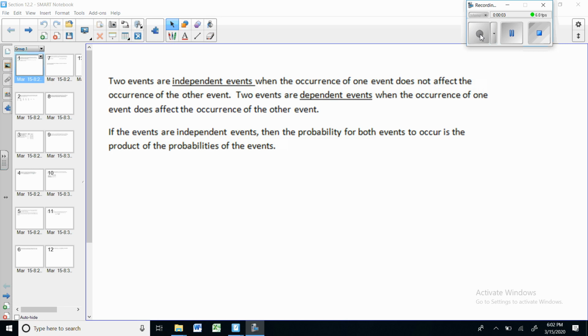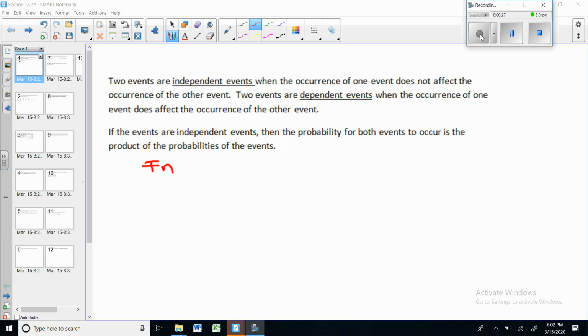Today we're going to take a look at independent and dependent events. Two events are independent when the occurrence of one event does not affect the occurrence of the other. Two events are dependent when the occurrence of one event does affect the occurrence of the other. If your events are independent events, then the probability for both events to occur is a product of the probabilities of your events.